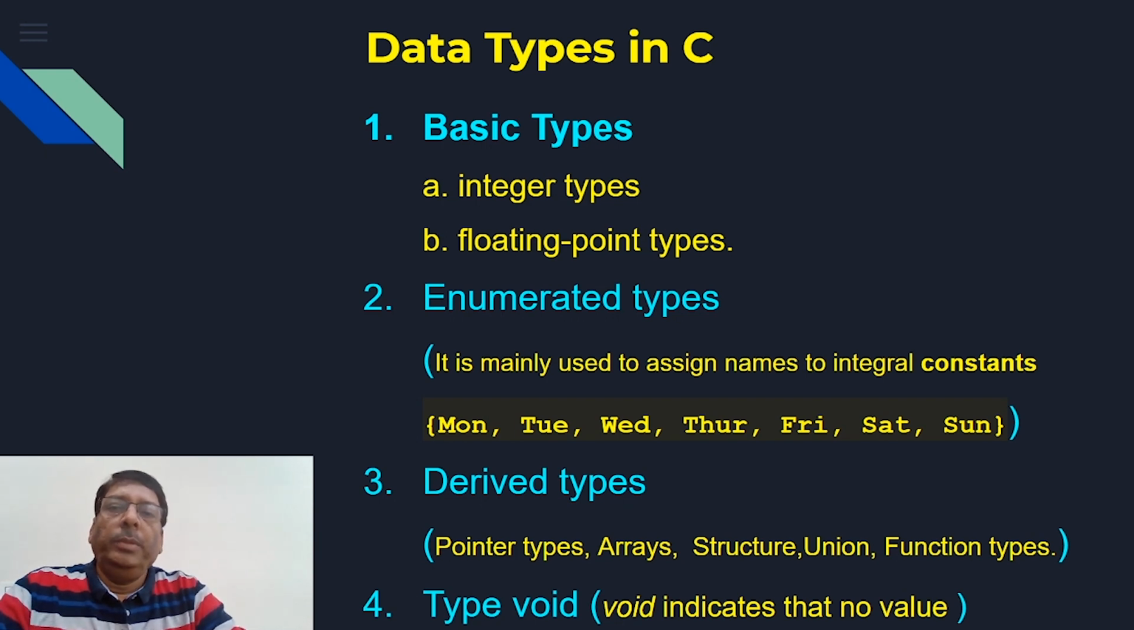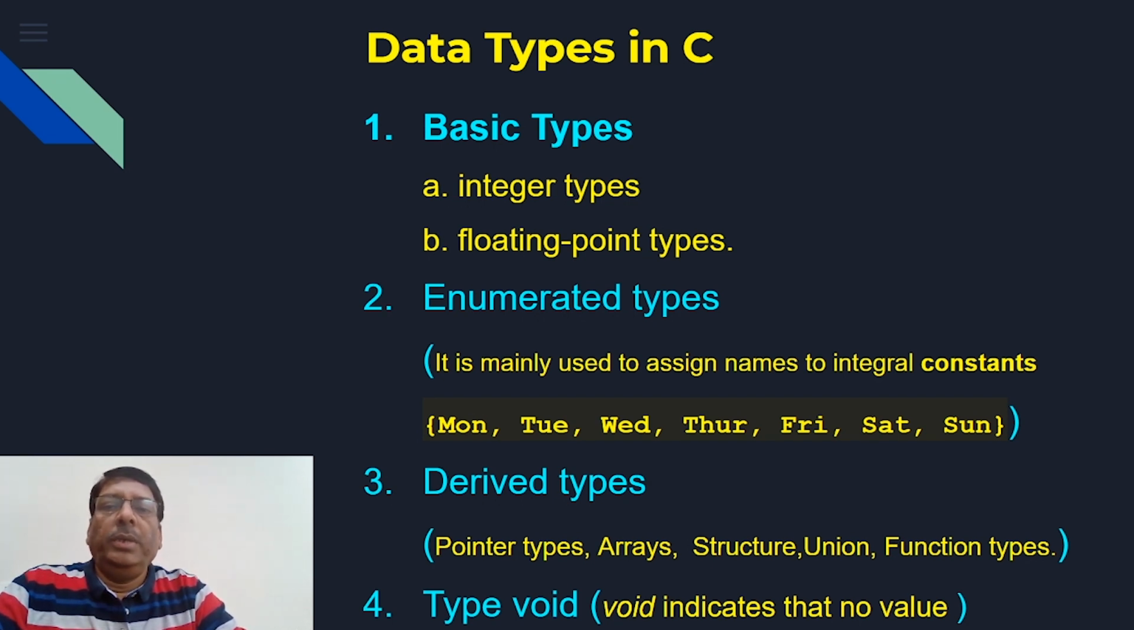Coming to data types in the C language, when I say data types, it means what kind of data we are going to provide as an input to our system. It can be a number, a character, a group of characters, and so on. Based on that, we have different data types in C called basic types, enumerated types, derived types, followed by a type called void. We'll discuss these data types one by one.